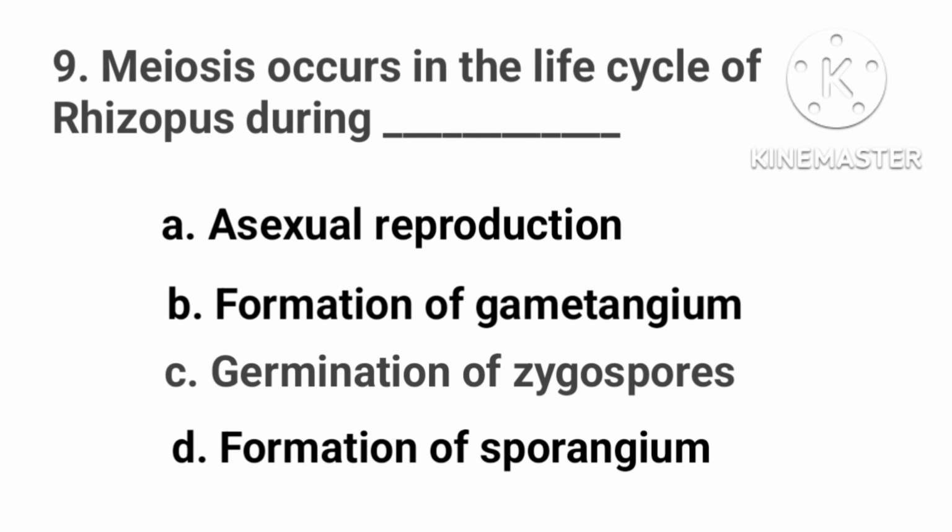Meiosis occurs in the life cycle of Rhizopus during: option A, asexual reproduction; option B, formation of gametangium; option C, germination of zygospores; option D, formation of sporangium. The correct answer is option C, germination of zygospores.